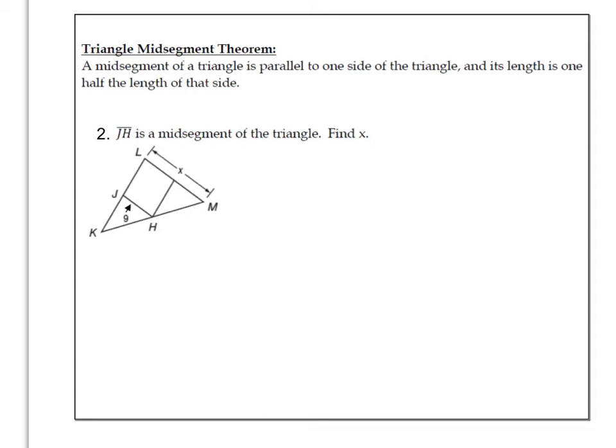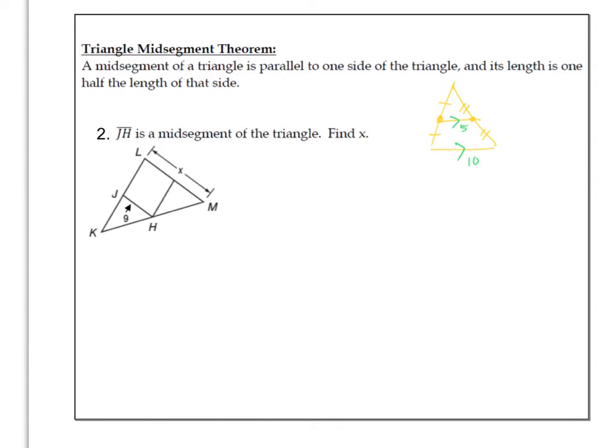So now that you know what a midsegment is, here's the triangle midsegment theorem. A midsegment of a triangle is parallel to one side of the triangle, and its length is 1/2 of the length of that side. So in other words, if I have a triangle and I find the middle of one side and the middle of another side and I connect them, that's the midsegment, and that midsegment is parallel to one of the sides. And also, it's half the length. So if this down here is 10, this midsegment would be 5, for instance.